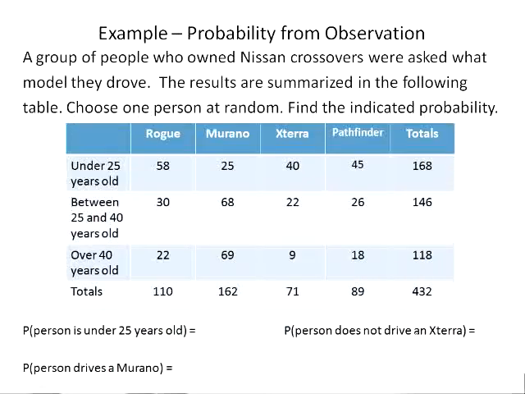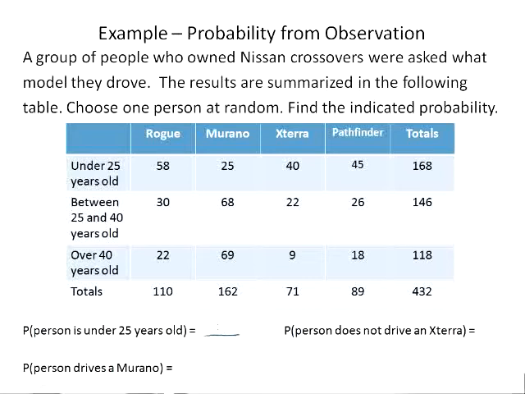Our next example, we're looking at probability from an observation, but we have data given to us in a table. A group of people who owned Nissan crossovers were asked what model they drove. The results are summarized in the following table. Choose one person at random and find the indicated probability. So our first probability question. What's the probability of choosing a person who is under 25 years old?